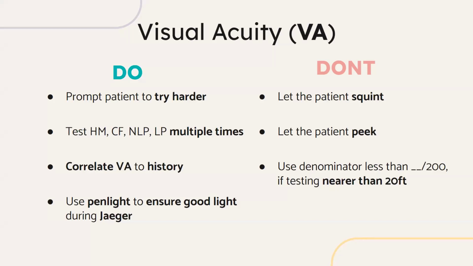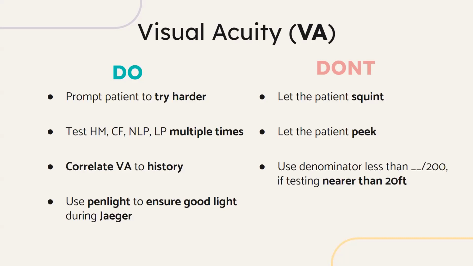And then if you're testing hand motion, hand movement, counting fingers, light perception, no light perception, be sure to do it multiple times in order to be sure na hindi lang nakakachamba yung patient. Next would be to correlate the visual acuity to the history of the patient. So mostly this applies to cases ng mga cataract, di ba? So ma-affect kasi yung differential diagnosis mo depending on how worse or how okay lang ba yung visual acuity eh.